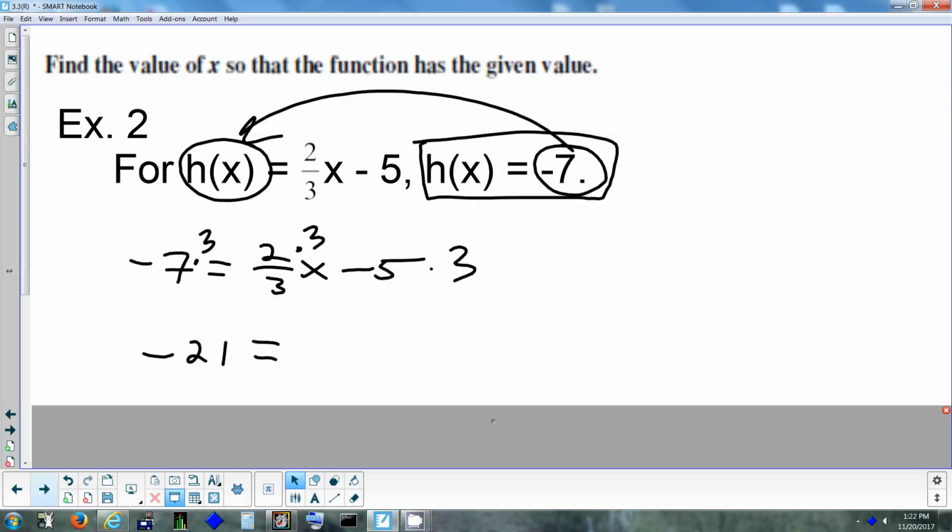Now, we have 2/3 times 3. Where did we get the 3 from? You're multiplying everything times 3. Why is it 3 though? Because 3 is the denominator. We just totally did it.